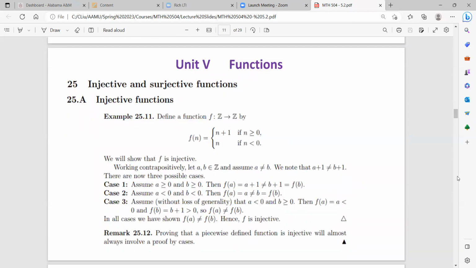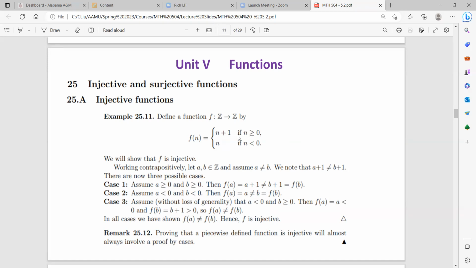Okay, again. All right, so let's do another example, which this time is a little different. So suppose we define a function f from Z to Z by this formula. So this is a piecewise defined function. f of n equals n plus 1 if n is greater than or equal to 0, and f of n is equal to n if n is less than 0. We want to show that f is injective.